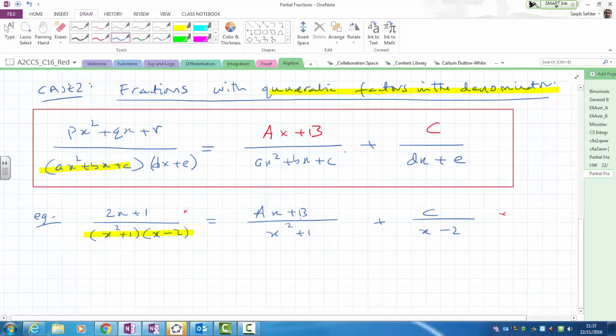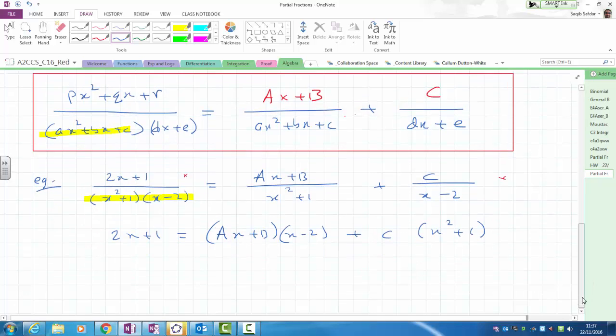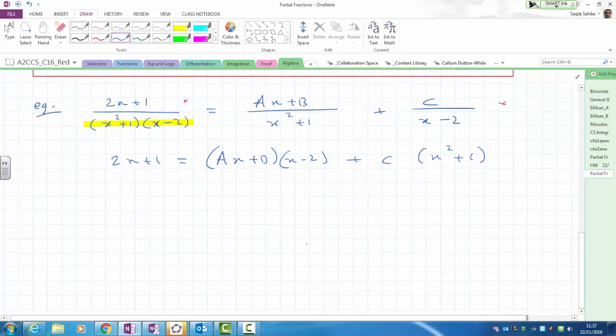What are we going to do? What's the general process? Multiply both sides by what? Yeah, good, the denominator. So therefore on my left side we'll end up with 2x plus 1. On my right side we've got ax plus b times x minus 2. Make sure you use the bracket. Plus c times x squared plus 1. So there's our equation we now need to play with.